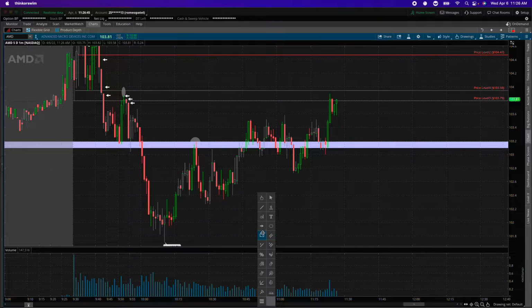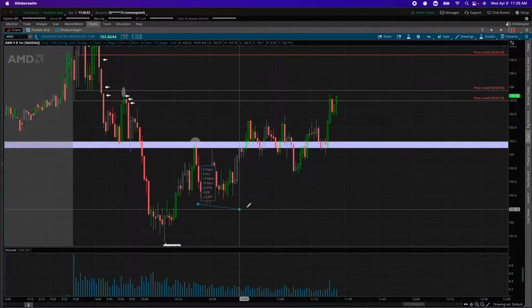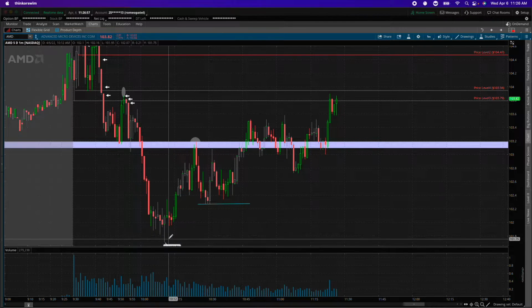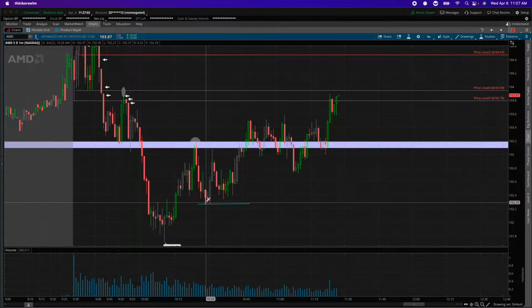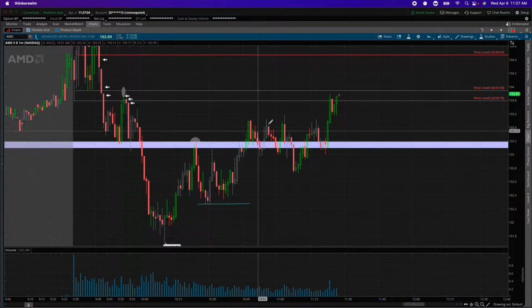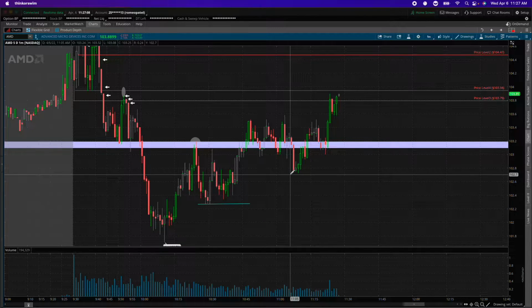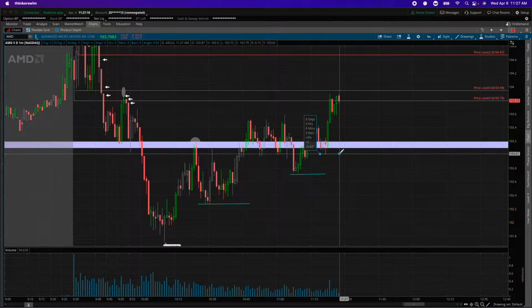So what we start doing is, okay, how do we know if the recovery is going to happen? So you start looking at your wicks at the bottom. Here's your wick right here, and this is higher than the bottom ones. So that means that maybe this is acting as support. All right, here's your next one right here. So right now we're creating new higher lows at the same time. Here's all your drops.